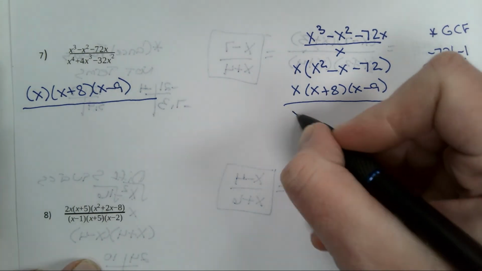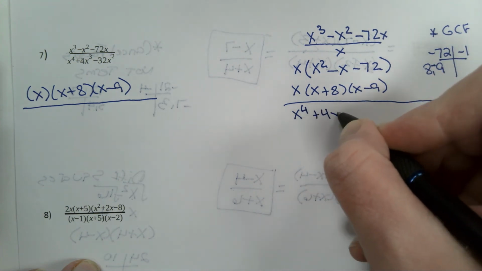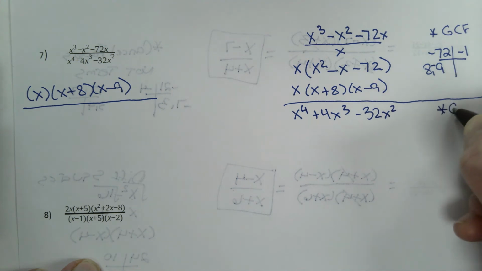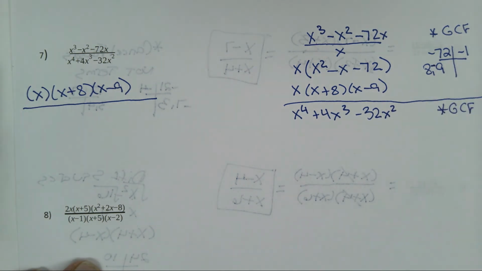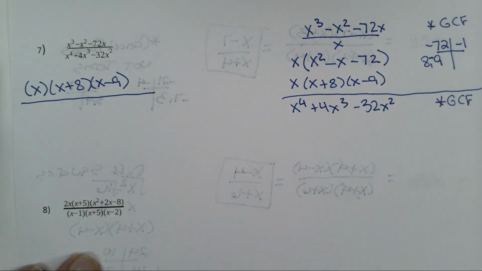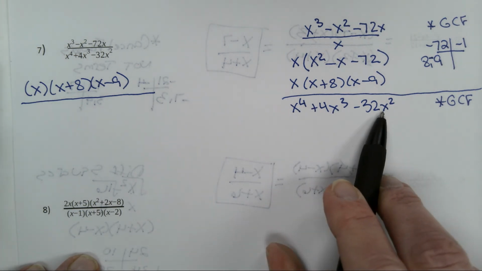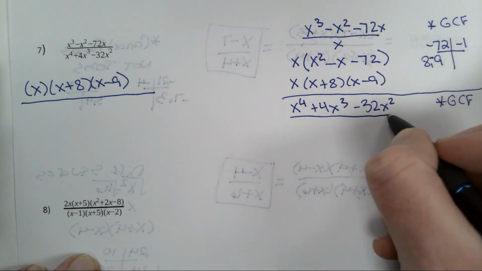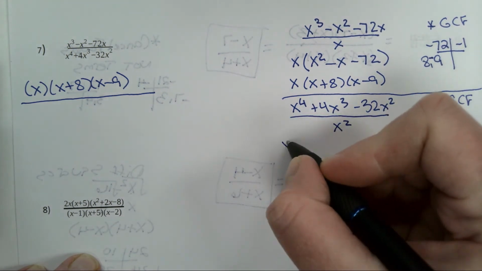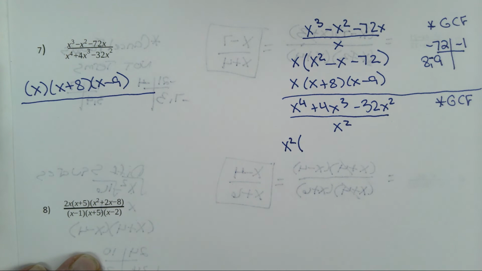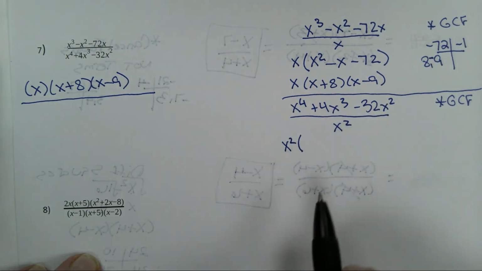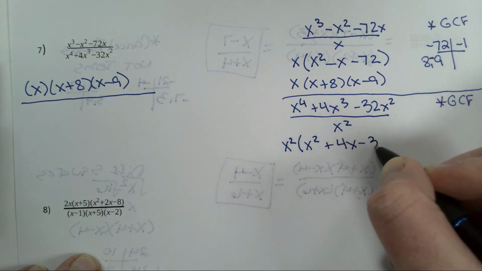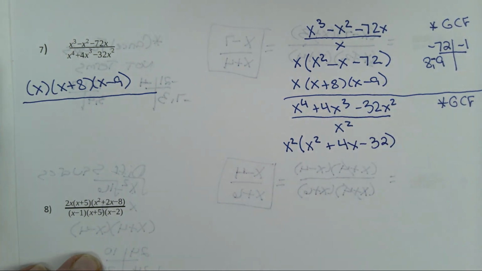Denominator. X to the 4th plus 4x cubed minus 32x squared. Always, always, always factor out your GCF first. So I see that everybody has an x, and in fact an x squared. So x squared is my GCF. When you divide, you subtract exponents. So this gets me an x squared plus 4x minus 32.